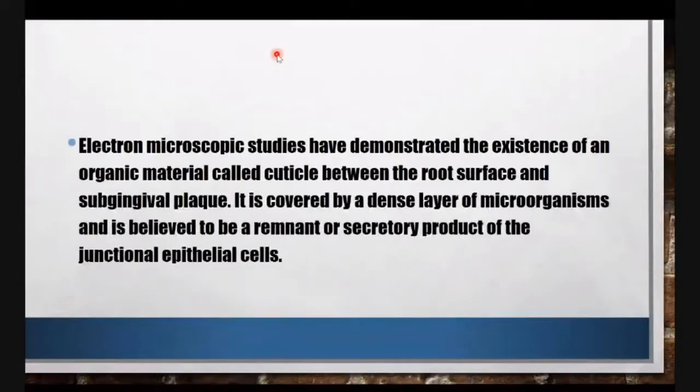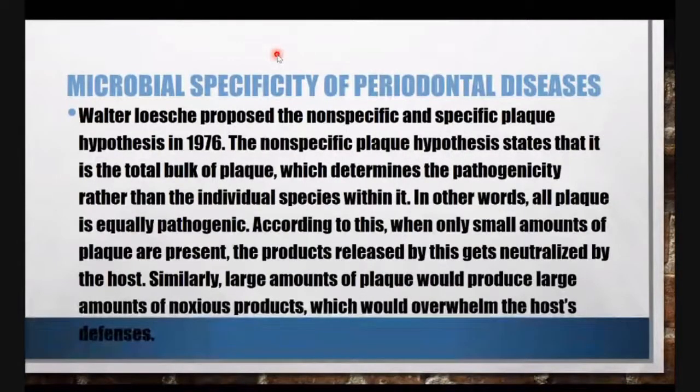Electron microscopic studies have demonstrated the existence of the organic material called the cuticle between the root surface and the subgingival plaque. It's covered by a dense layer of microorganisms and is believed to be the remnant of the secretory product of junctional epithelial cells. Meaning after destruction, the place of the destruction of the junctional epithelium will become an attachment site for bacteria, and this is called the cuticle. Whereas the pellicle, as we said a little while ago, is formed from organic material.